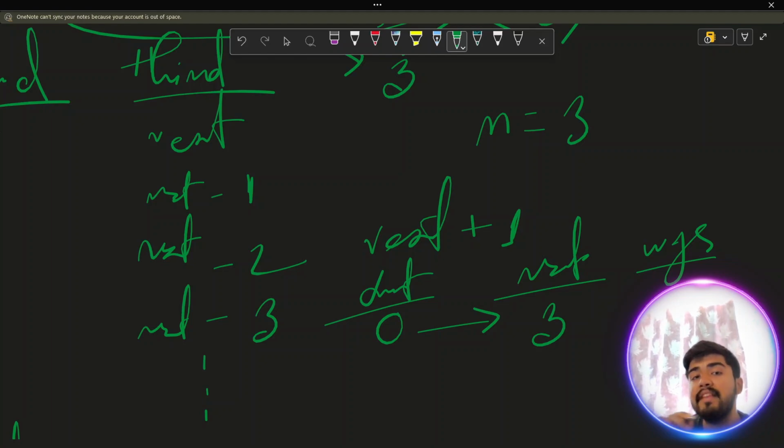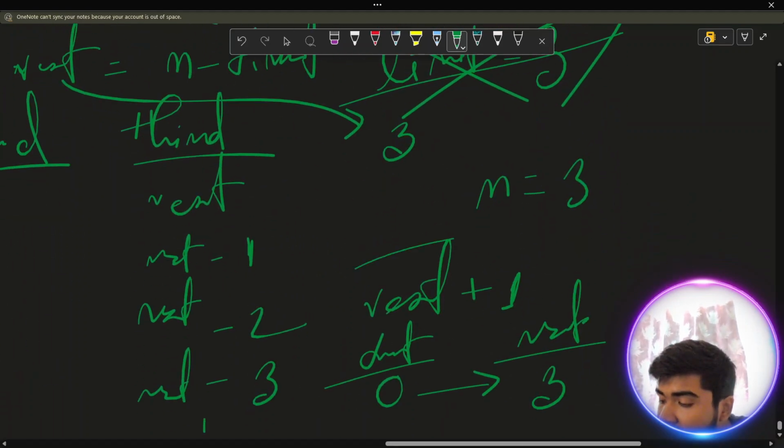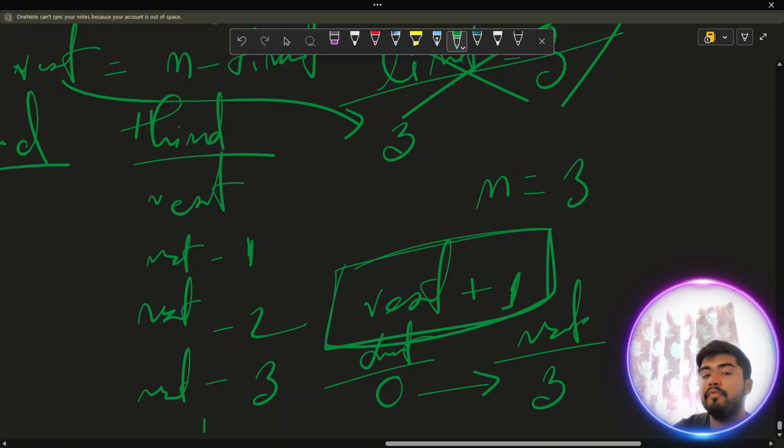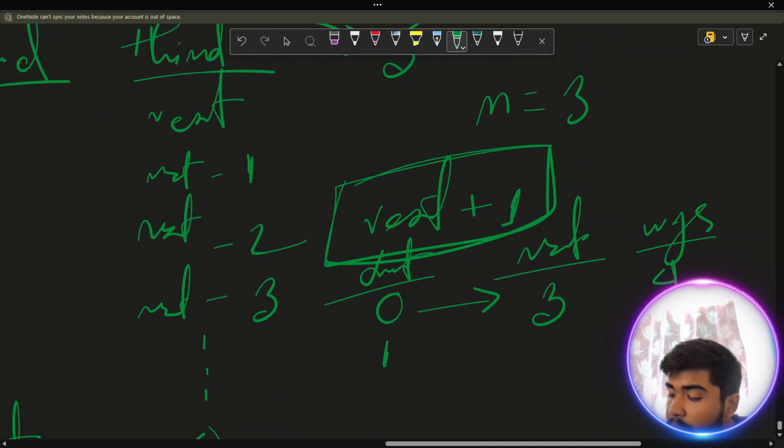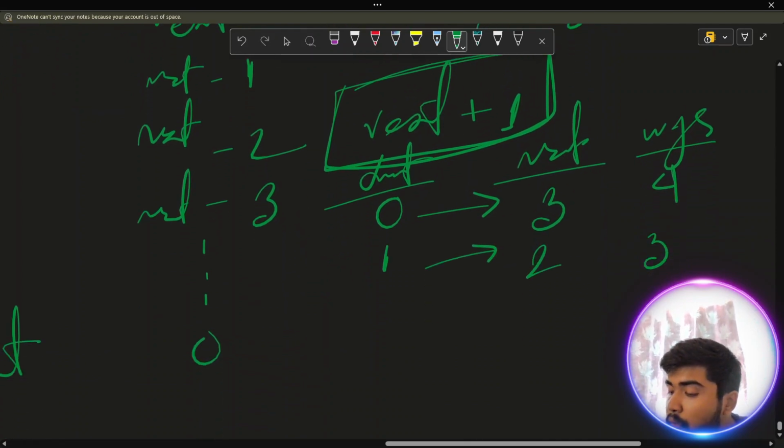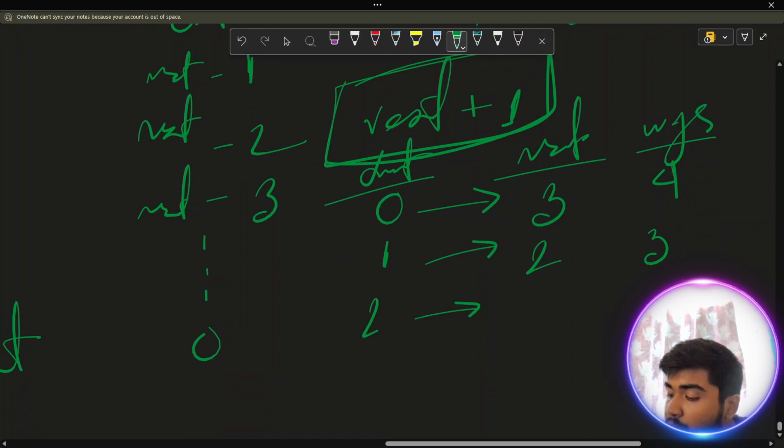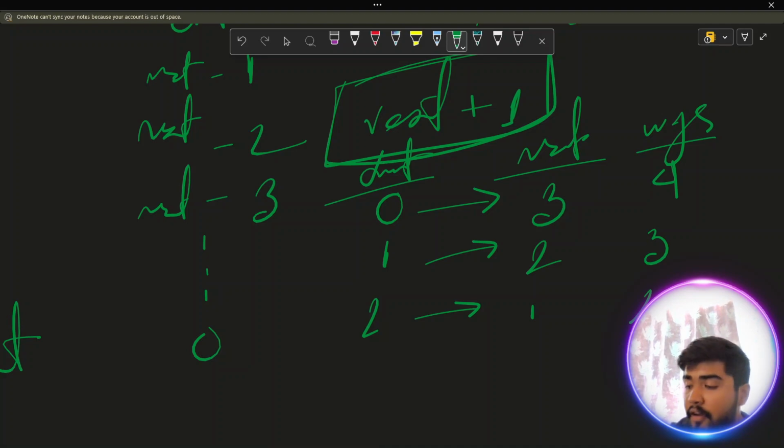So ways is always, as we have already defined, from 0 to rest, that is rest plus 1, that is 4. When my first is 1, my rest is bound to be 2, and my ways is 3. When my first is 2, my rest is going to be 1, and the ways is going to be 2. Agreeing, guys? I'm just following the patterns.